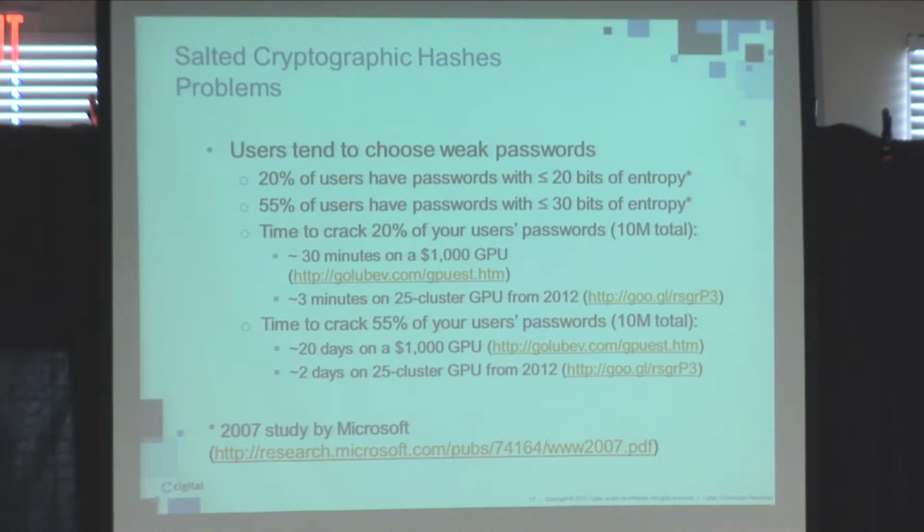Now, the problem with this approach is that users tend to choose very weak passwords. So according to a 2007 study that Microsoft did, 20% of users have passwords with less than or equal to 20 bits of entropy. That is very, very small. That's very easy to brute force. And then 55% of users out there have passwords with 30 bits of entropy. So if we just want to target these users, how long would it take if we're just using salted cryptographic hashes? Not very long. So 20% of your users' passwords can be cracked in just a matter of 30 minutes with a $1,000 GPU. 55% of your users' passwords, maybe 20 days. And depending on how much hardware you have access to, it can be a lot faster.